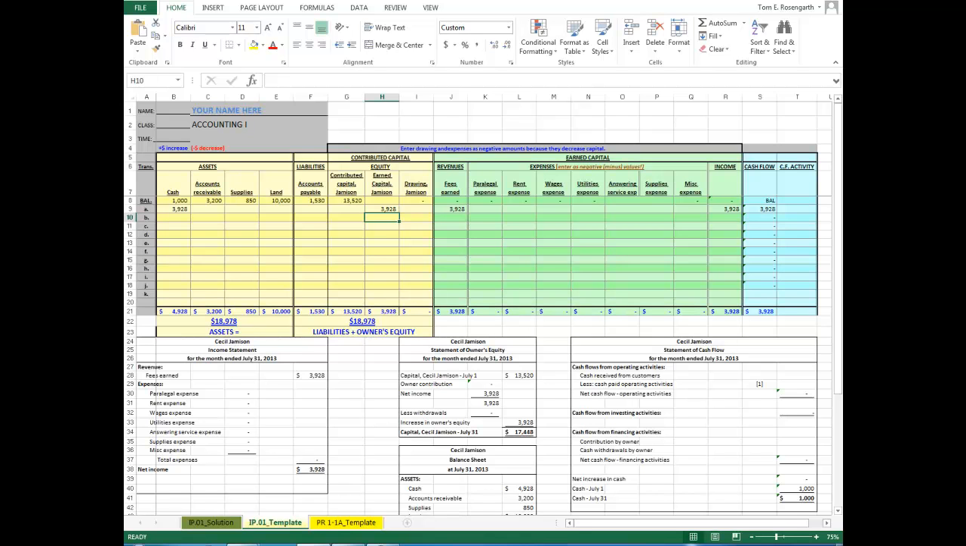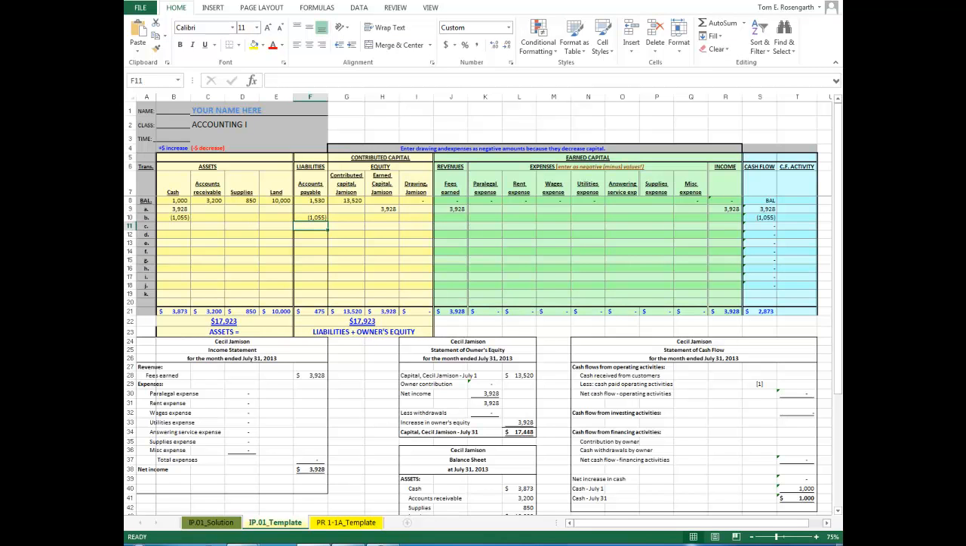Let's examine transaction B. Cecil Jameson paid creditors $1,055 on account. Since a payment was made, that payment will reduce cash, so enter a negative amount under the cash account. Creditors represent liabilities, and if a payment is made, that also reduces the accounts payable, the liability. Enter a negative amount into the accounts payable account.